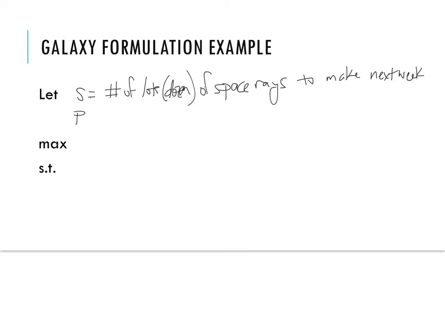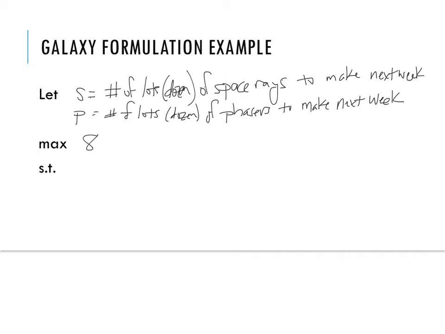And then P for the other one, number of lots, that's dozen, of phasers to make next week. And I said we're maximizing, and it was given to us as profit, so we're maximizing total profit. Total profit, we made $8 from each lot of space rays and $5 from each phaser.